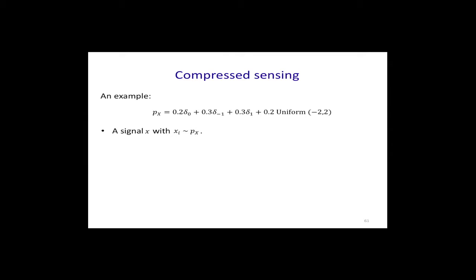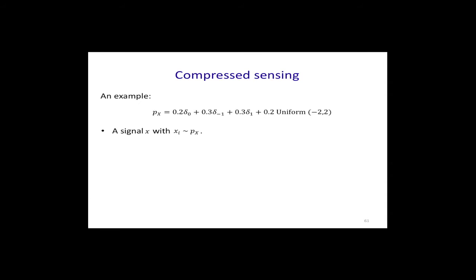So the second problem is compressed sensing. Let me give the contribution in one slide, and I will start with an example. Let's say you have the following probability distribution. It's a mixture of a delta function and a uniform distribution. And you have a signal x whose coordinates are coming i.i.d. from this distribution.